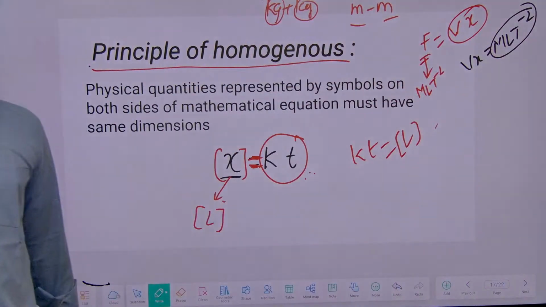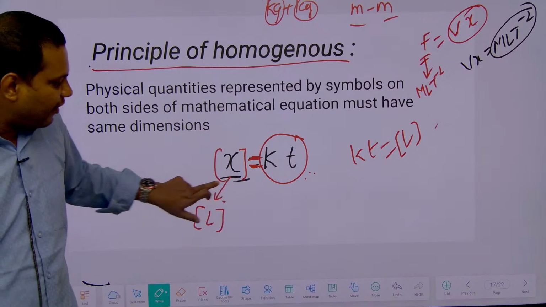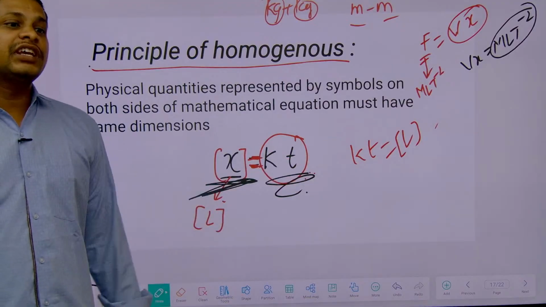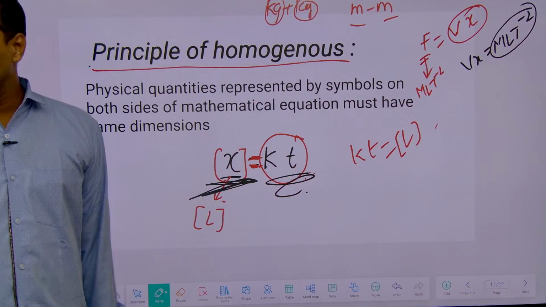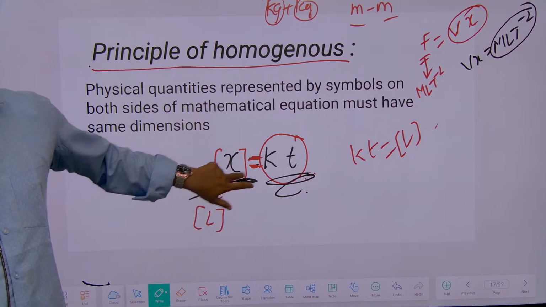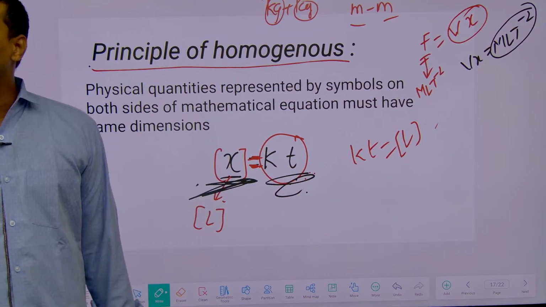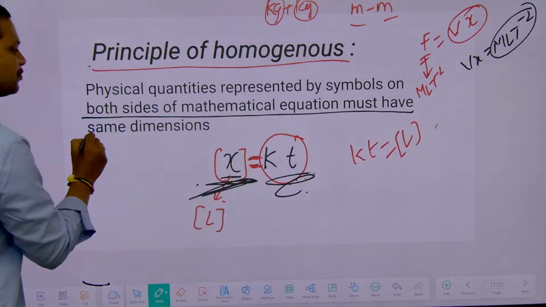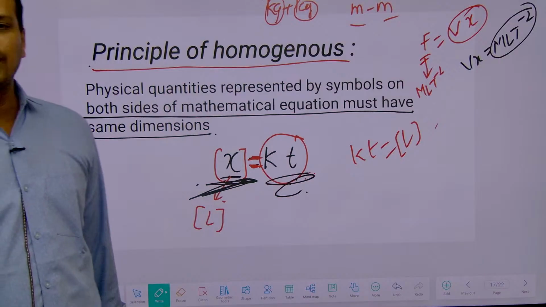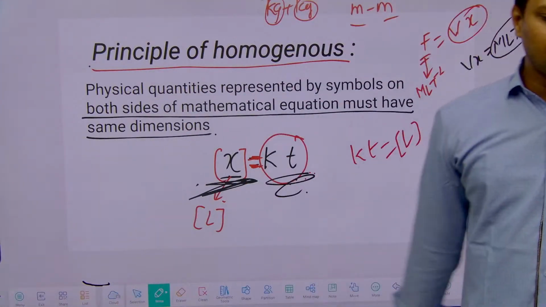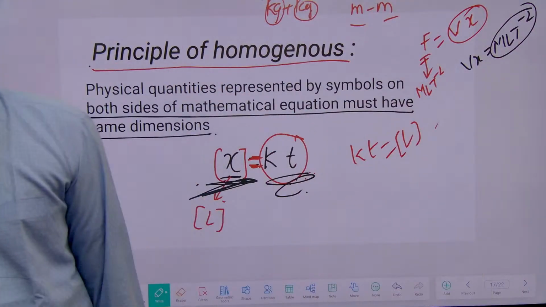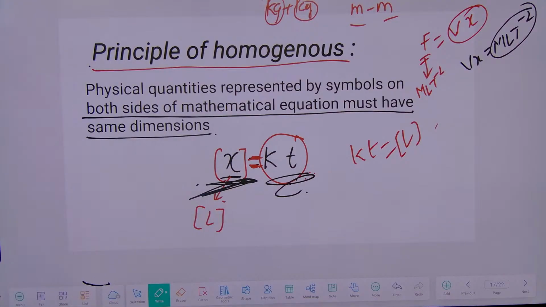This is the principle of homogeneity. What is the principle of homogeneity? The left hand side of the equation and the right hand side of the equation must have the same dimensional formula. Are you clear? Remember this. Okay? So write down the next point of the principle of homogeneity. Both sides of mathematical equations must have the same dimensional formula, or else you can simply write down LHS equal to RHS. Are you clear? Understood?